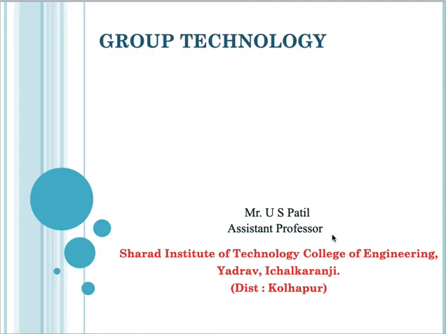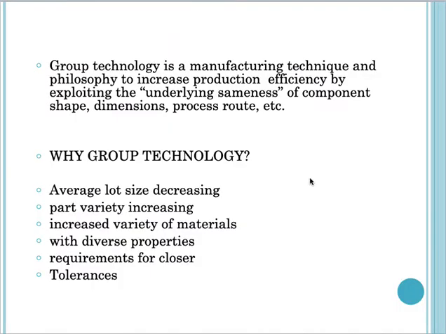Friends, today we are going to see group technology, which is used in flexible manufacturing processes or systems. So let's get started. What exactly is group technology? Group technology is a manufacturing technique and philosophy to increase production efficiency by exploiting the underlying sameness of component shape, dimensions, process routes, etc.